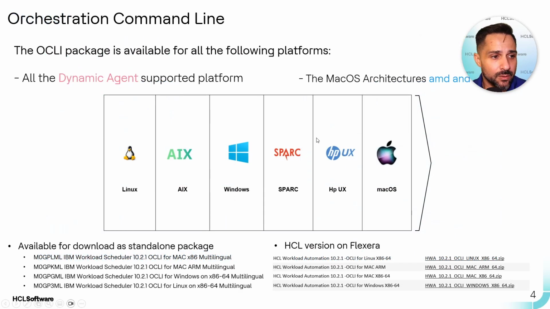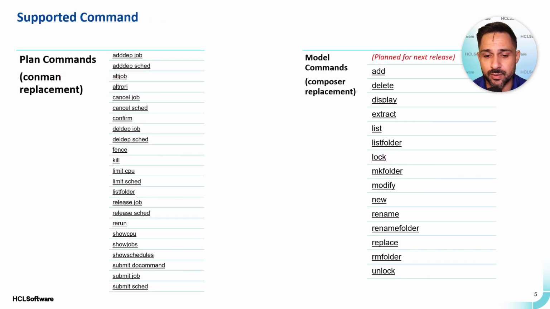To start using and benefiting from the CLI, the very first step is either to configure OCLI on a dynamic agent that I have in my environment, or to download OCLI standalone. At the bottom of the slide you can see both the Passport Advantage numbers for IBM clients as well as the name for HCL on Flexera. Those packages are for Windows, Mac, and Linux, but they are also available, for example, on AIX. All those platforms are supported.